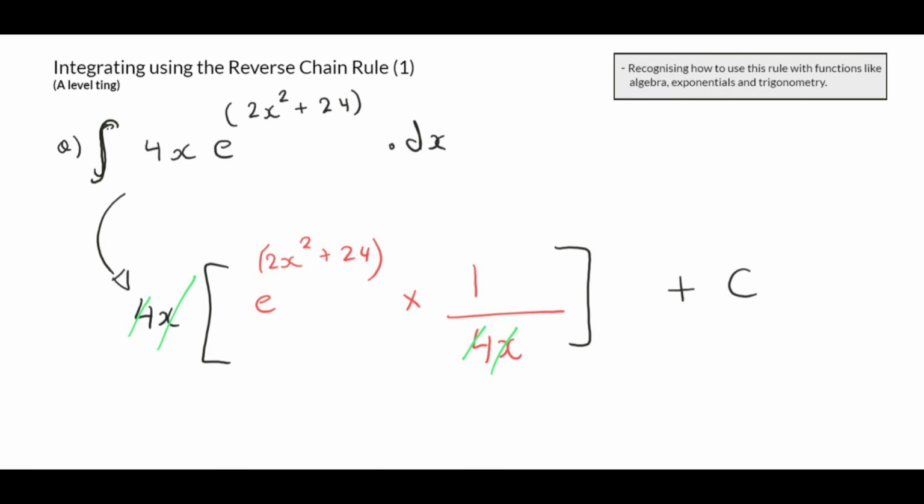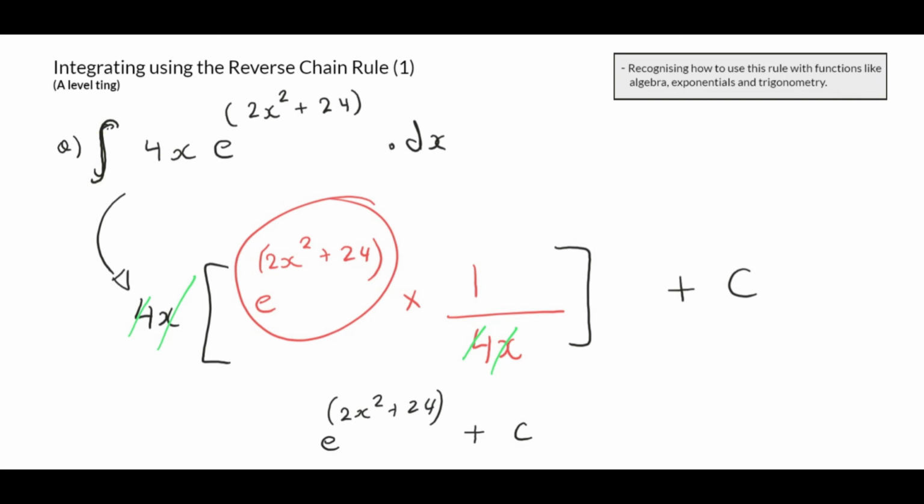The reason I keep repeating these things, I know some of you might be wondering why I repeat it so much, is because the more I repeat it, the more it gets ingrained in your skull, and that means you make fewer silly mistakes. Once I've got this, this is the only thing we have left. So I'm just going to rewrite e to the power of 2x squared plus 24 plus c.